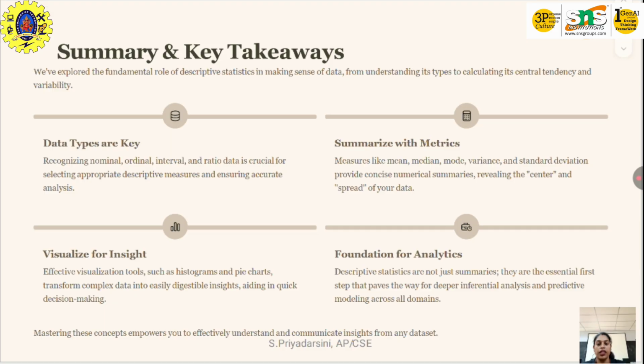Okay, to summarize, the key takeaway is that understanding the type of data, nominal, ordinal, interval, or ratio, is crucial. Measures like mean, median, mode, variance, and standard deviation help us summarize the dataset. Visualization tools such as histograms, bar charts, and pie charts make patterns easier to see. Most importantly, descriptive statistics are the first step towards deeper analysis like inferential statistics and predictive models. By mastering these concepts, you will be better equipped to analyze, interpret, and communicate insights from the dataset.